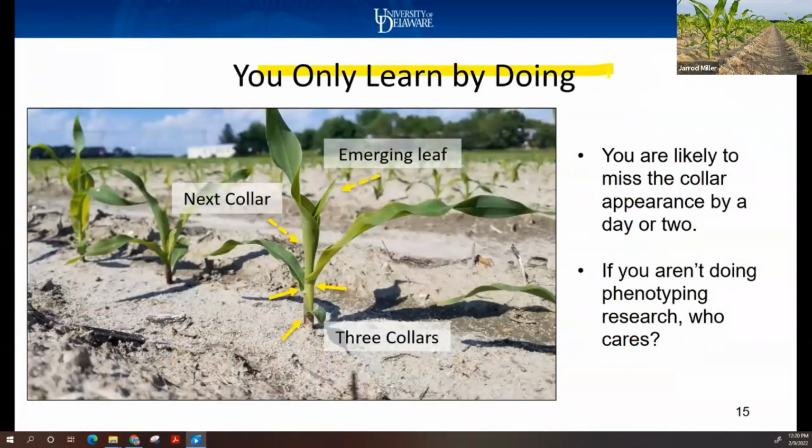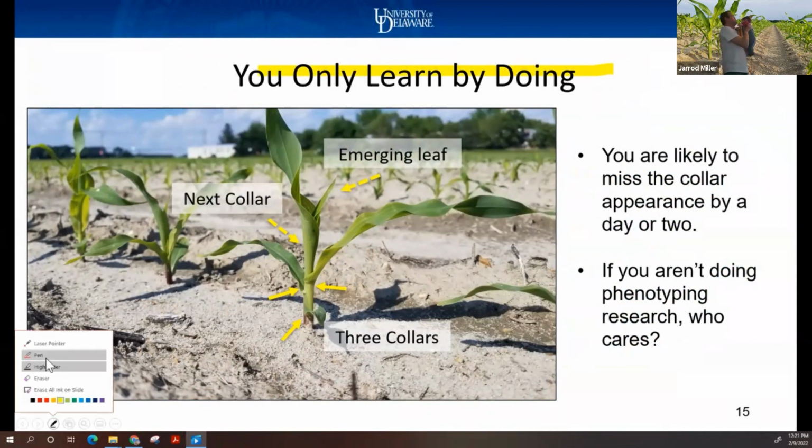You really only learn by doing. That's anything in agriculture. If you're here to just be able to talk and understand, well, that's fine. If you want to do this, you just have to do it. Year after year, get out in the field and look at the crop the whole season, and you'll get better at it and you'll be more confident.